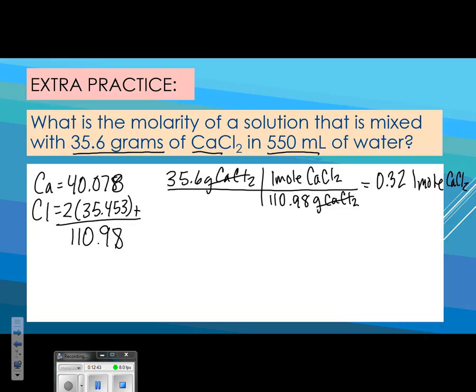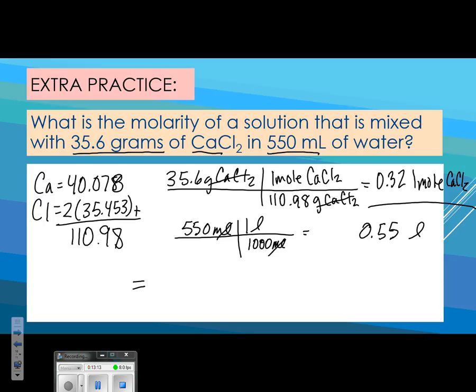Okay, then I'm going to take that 550 milliliters, and I've got to change it into liters. And that one's pretty easy. I'm going to put it over here. That's liters. I'm going to take and divide those two. Computer's a little bit slower. And when I get to a final answer here, what do I have? It's going to be point something. 0.583.